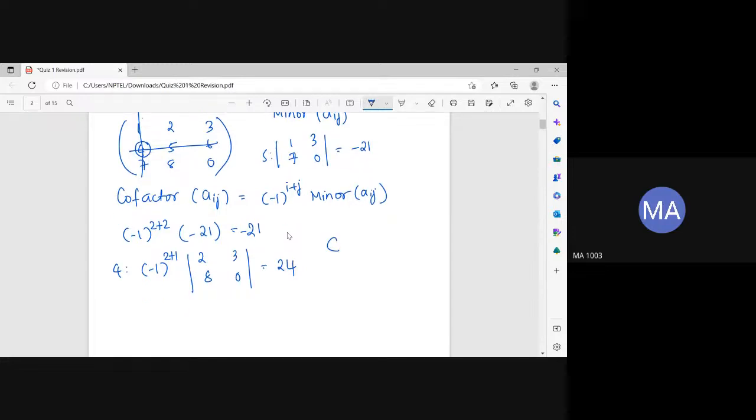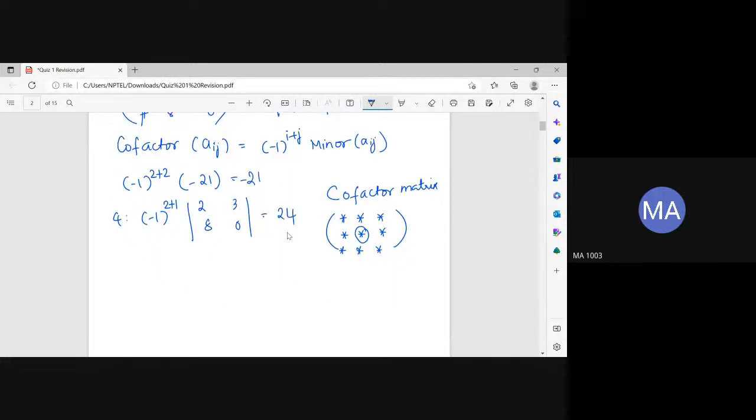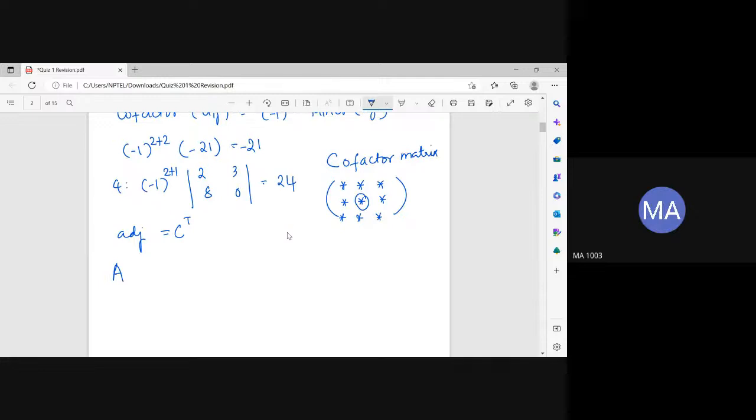So what is the cofactor matrix? Replace each element with its cofactor. It's the matrix of cofactors. Whatever entry you're looking at in the cofactor matrix is the cofactor of the corresponding entry in the matrix. So in the cofactor matrix, you have all the cofactors arranged in the respective order, right? So what is the adjoint matrix? Transpose of the cofactor matrix. And in this way, we are heading to find the inverse.